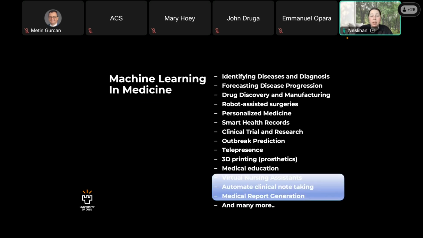Moving forward, AI tools have already started transforming clinical practice. My favorite one is automated clinical note-taking. This uses voice recognition, natural language processing, and machine learning to create notes from patient interactions. This saves time by converting the audio to text and then formatting it into clinical notes. Additionally, virtual nursing assistants and medical report generation from medical images can be easily integrated into clinical practice.